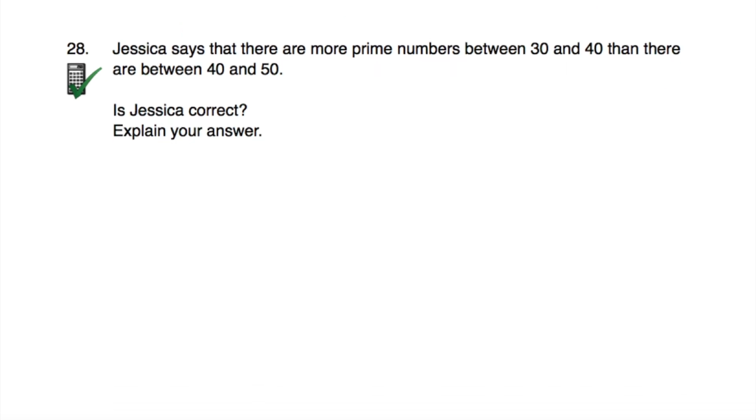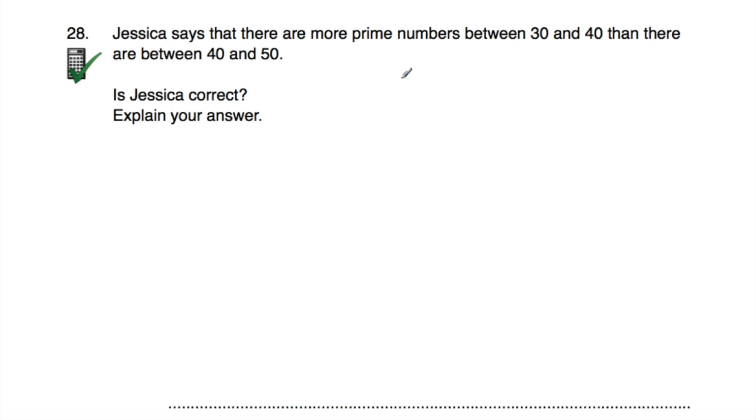Okay, so question number 28. Question number 28 says, Jessica says there's more prime numbers between 30 and 40 than there are between 40 and 50. Is Jessica correct? Explain your answer. So let's write down the prime numbers between 30 and 40. So between 30 and 40, the prime numbers would be 31 and 37.